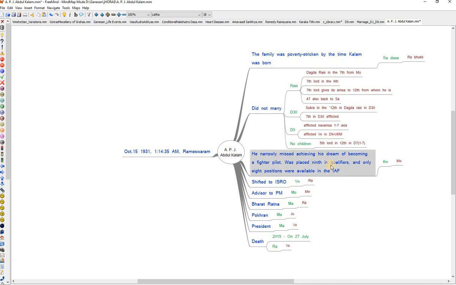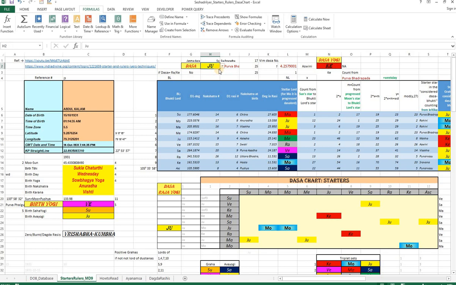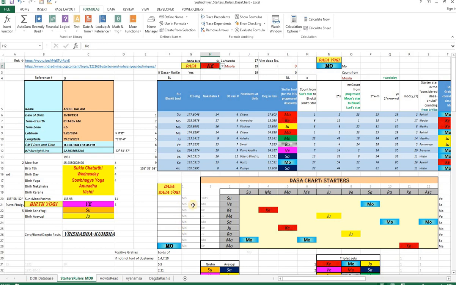Okay, and he wanted to become an IAF pilot, a fighter pilot. He was placed 9th in the qualifiers, and only 8 positions were available in the IAF, and he was losing it. It looks like he lost it in 1960 or so when Ketu and Mercury Dasha were running. I wanted to check the Ketu Dasha, so I looked into this, choose Ketu. So all the Mercury Dasha Bhuktis, these are the Bhuktis basically. So Mercury Bhukti, this row basically.